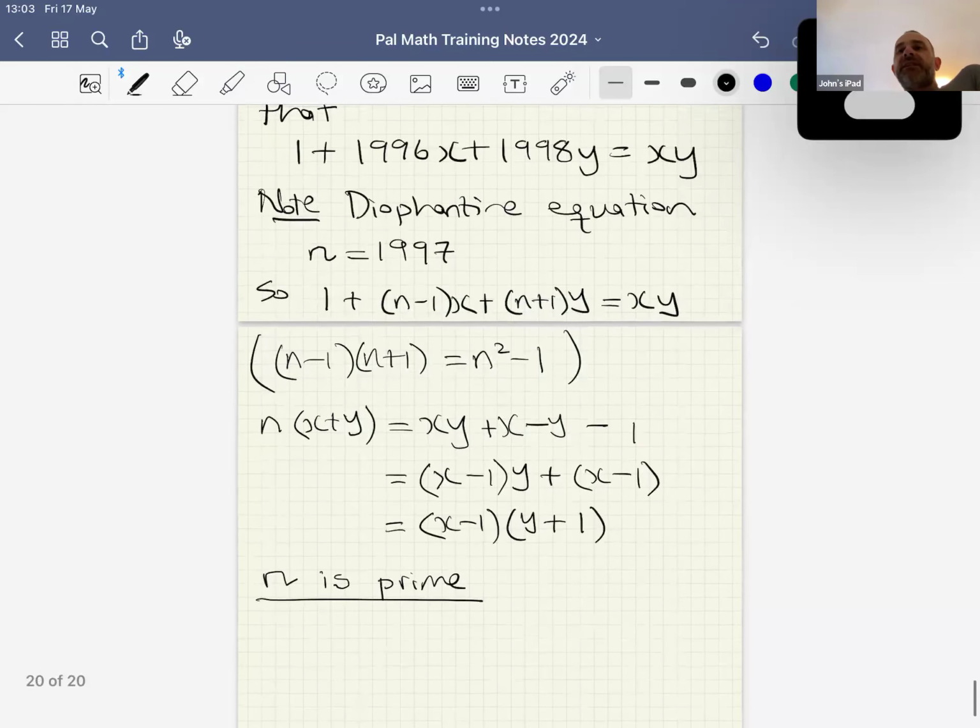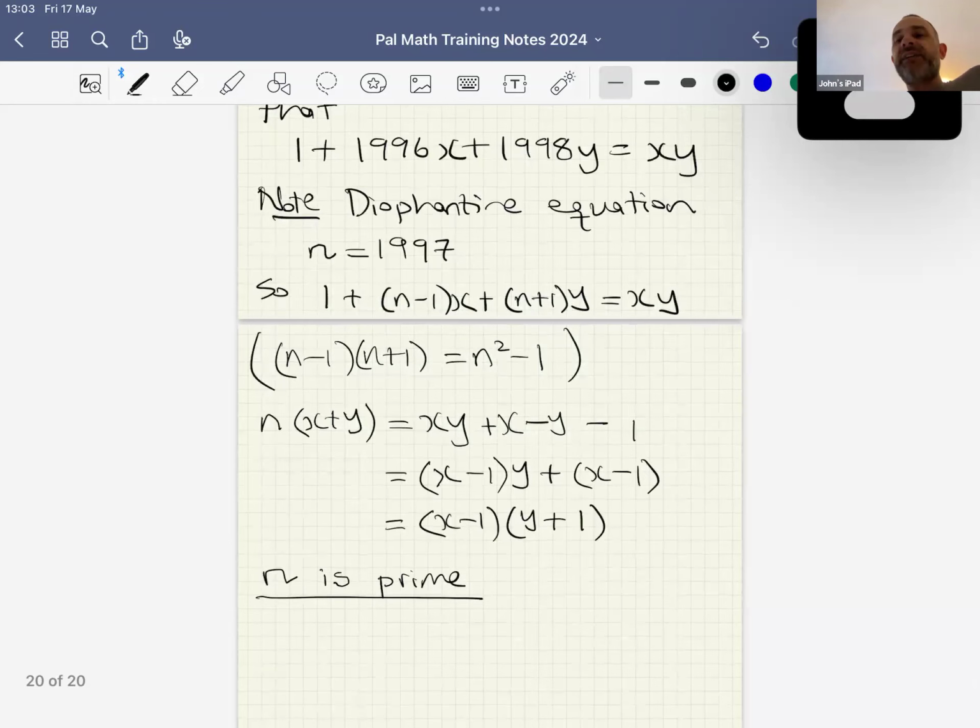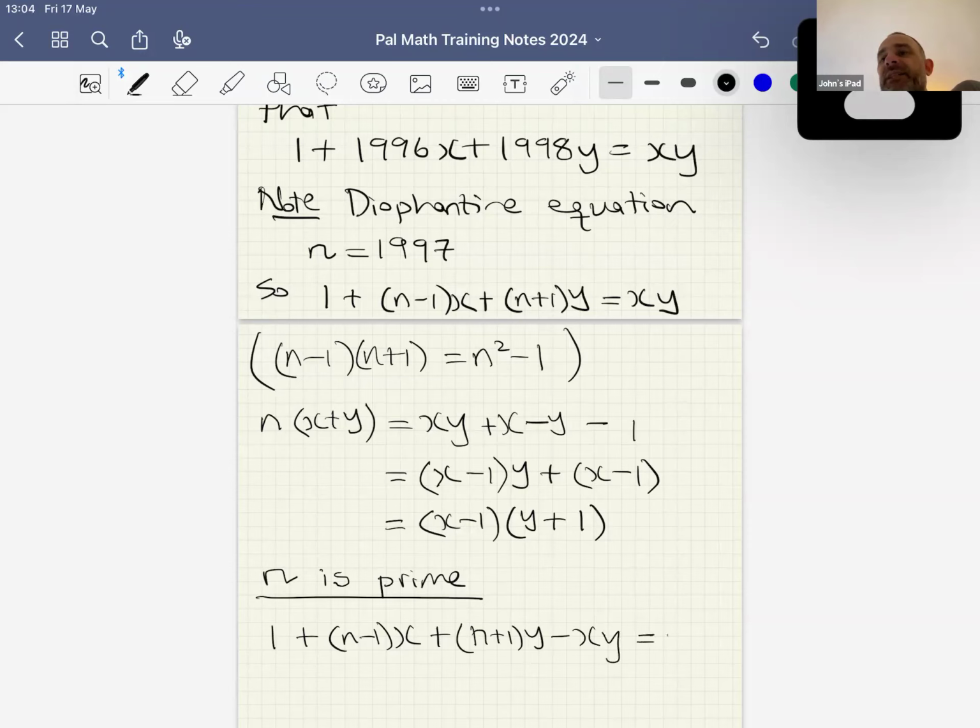So let's have a look at this again. In fact, I think I may have led you astray here, but anyway, let's have a look at 1 plus (n minus 1)x plus (n plus 1)y minus xy equals 0. So let's see, can we factorize this?